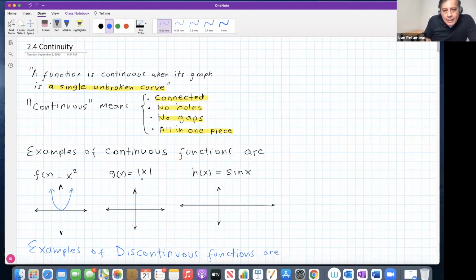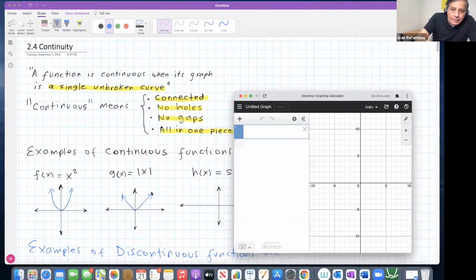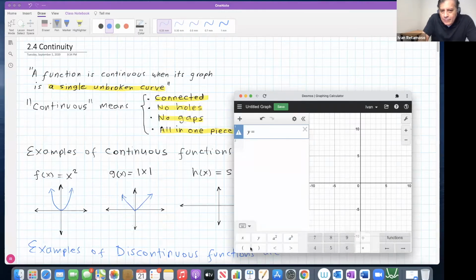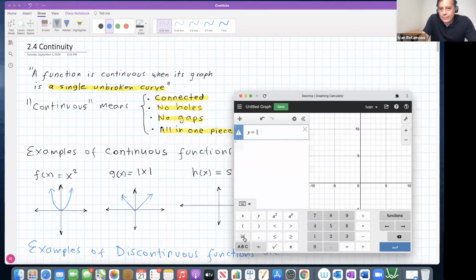Another example of a continuous function: g of x equals absolute value of x. When you took precalculus, they showed you that the graph of this looks like a V, as in victory, like this. All in one piece, connected, no holes, no gaps. It's a continuous function. You want to double check that that's the graph, then graph it here, y equals absolute value of x. And there you see the V as in victory. There we go.